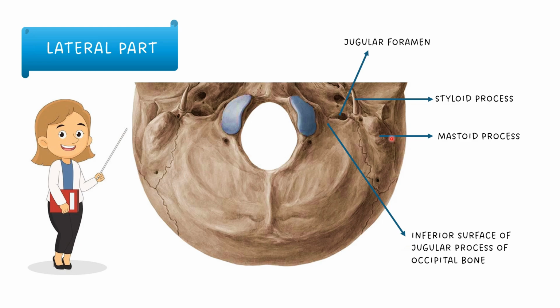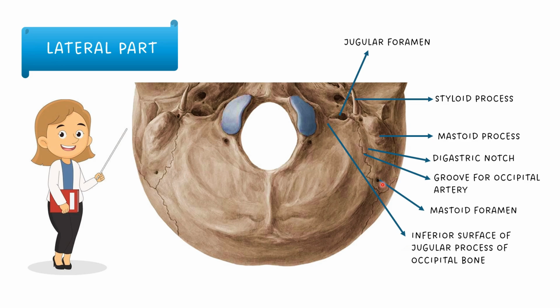The mastoid process is a prominent projection from the temporal bone posterolateral to the styloid process. The medial aspect of this process shows a deep groove called the digastric notch. And this notch provides attachment to the posterior belly of digastric. Medial to the digastric notch, there is another groove for the occipital artery. Here there is a small foramen which may be present sometimes, which we call the mastoid foramen, through which the emissary vein passes.